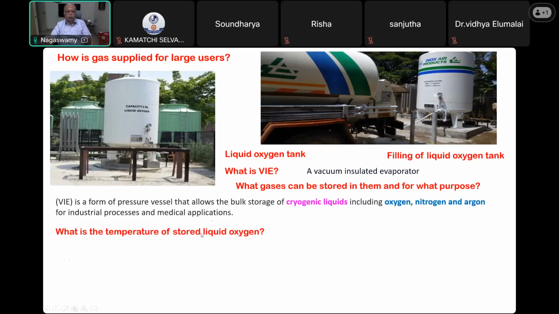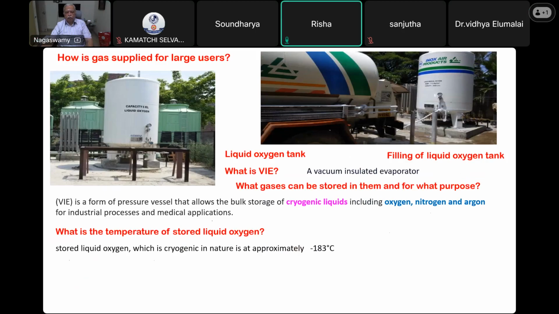So what is the temperature of the stored liquid oxygen? Minus 156 degrees Celsius. Minus 187 degrees. 183. Okay, it's approximately minus 183.